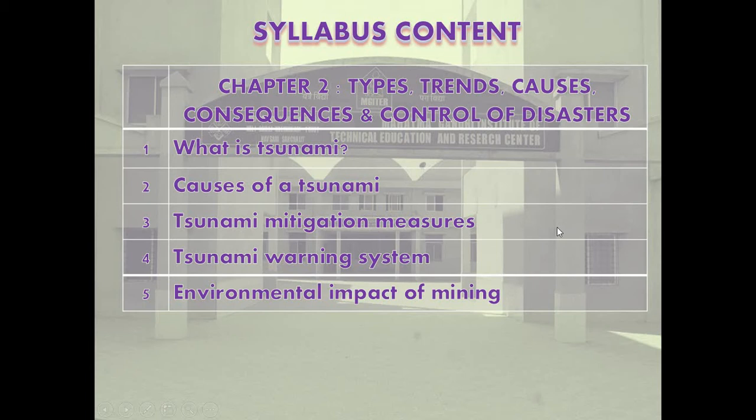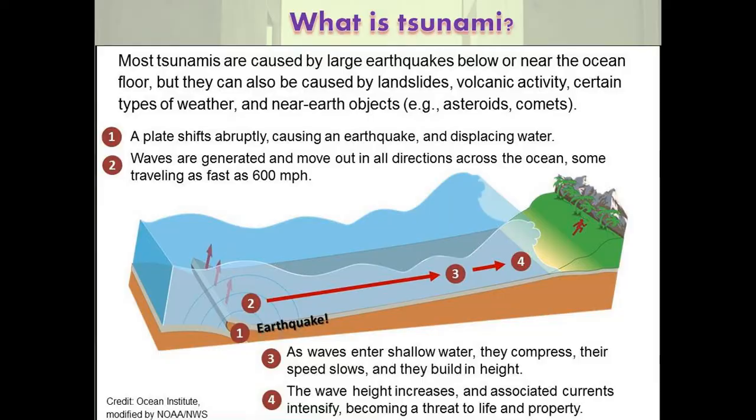Syllabus content. First is what is tsunami. Second is causes of tsunami. Third is tsunami mitigation measures. Fourth is tsunami warning system and environmental impact of mining. Now, first is what is tsunami.